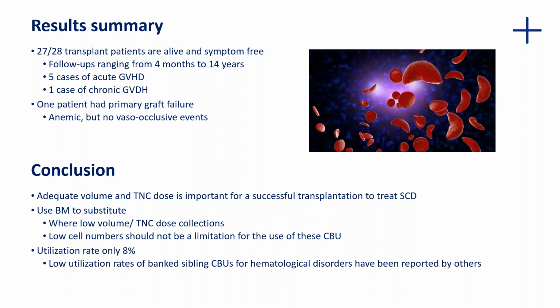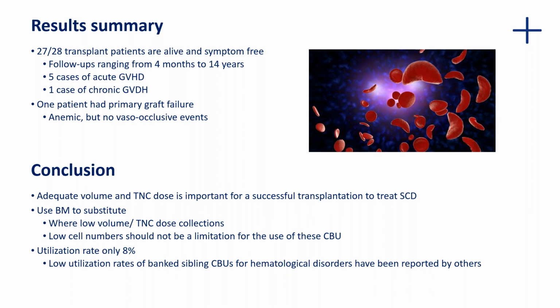The 28th patient did have primary graft failure. This patient is alive, though anemic, but has had no vaso-occlusive events, so that's a good sign. The patient was transplanted in 1996 with an adequate cell dose, but had primary graft failure and unfortunately failed to engraft after a second bone marrow transplant. So the conclusion from this paper was that an adequate volume and total nucleated cell dose is important for a successful transplantation to treat sickle cell disease.